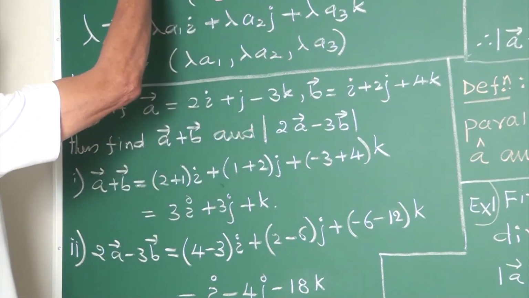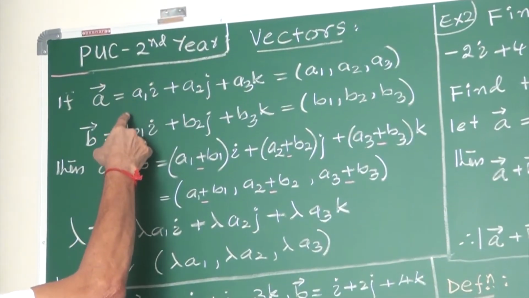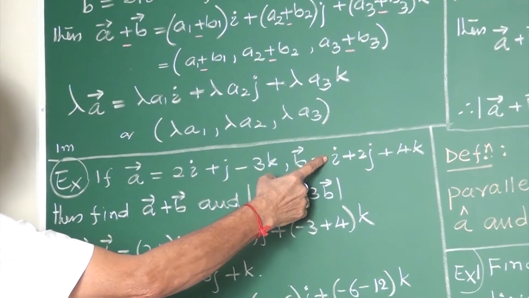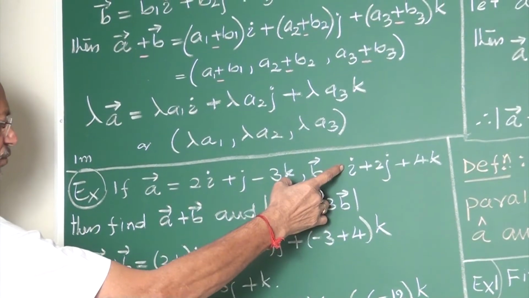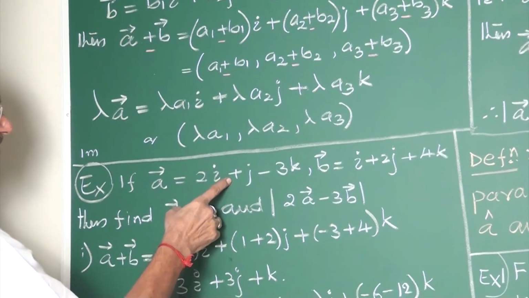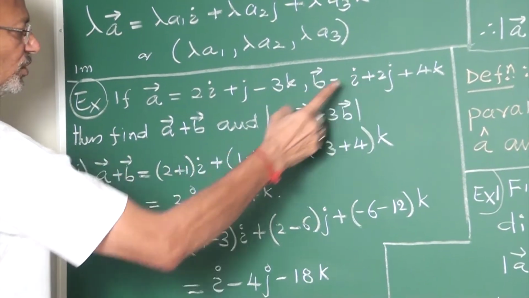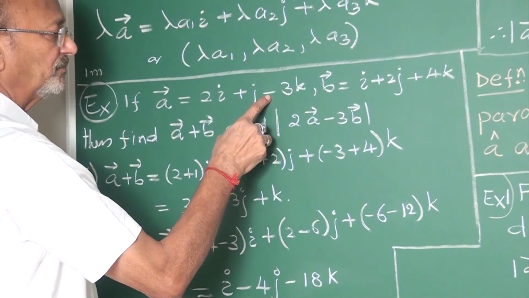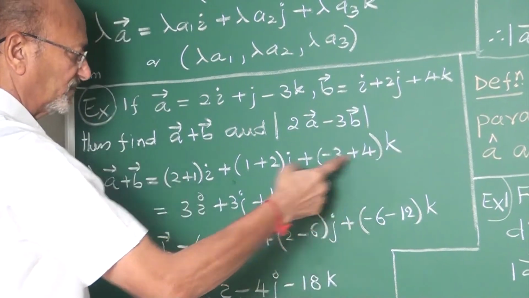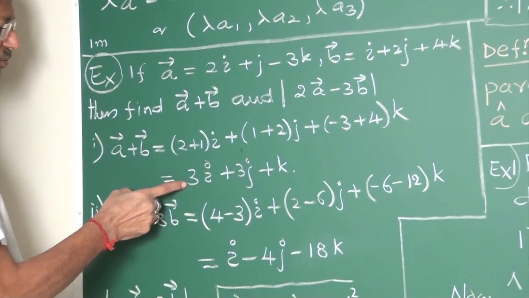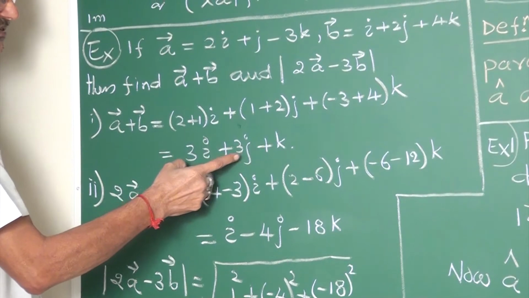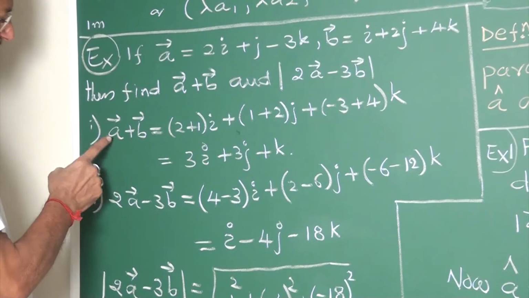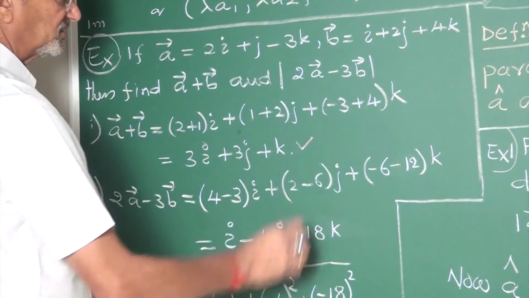Add the corresponding coefficients, A1, B1 into i. Here, my friend, this is 2 plus 1 into i plus 1 plus 2 into j plus, here it is minus 3, my friends, coefficient of k, minus 3 plus 4 into k. Simplify this. 2 plus 1 is 3i plus 3j, minus 3 plus 4 means plus 1 into k. This is A plus B, my friends. This is the first result.